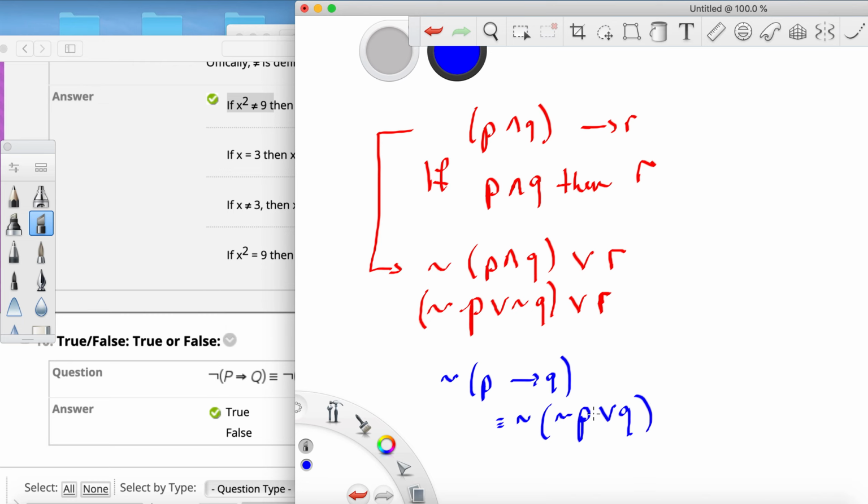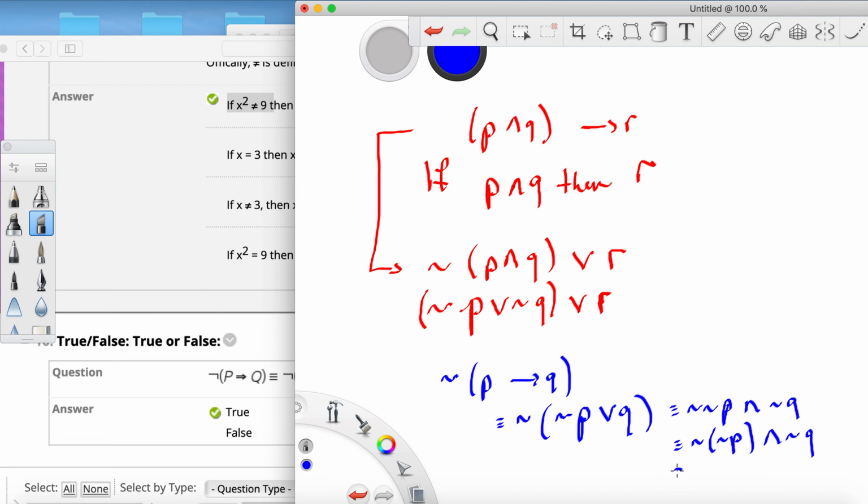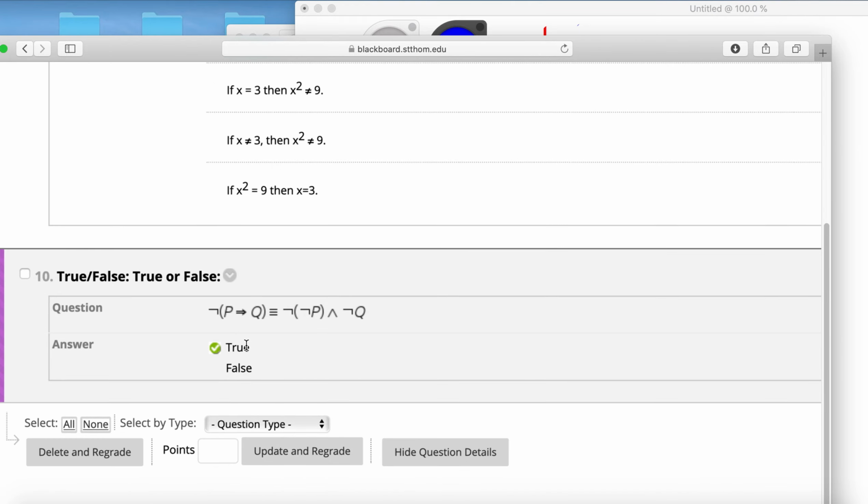And again, I can distribute this through. So that's going to be not P and not Q. I just added parentheses. Okay, and that's exactly the answer. And for that matter, it would also be equivalent to P and not Q, or not Q and P. There's a lot of things it's equivalent to, but the question just asked us to show that equivalence.